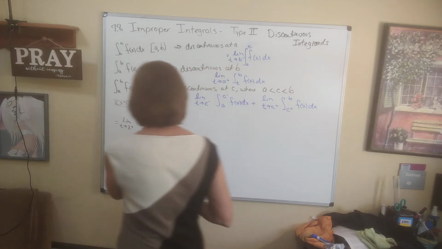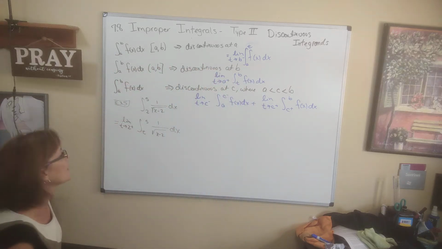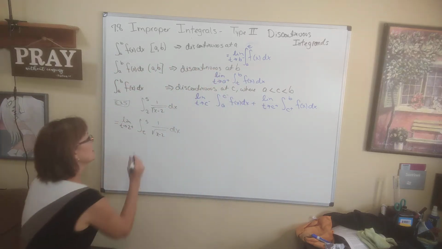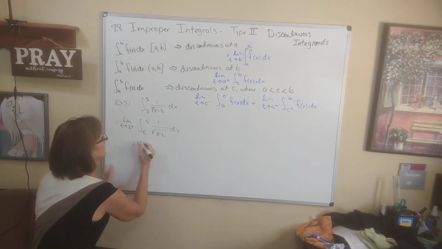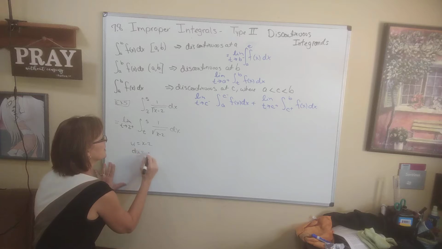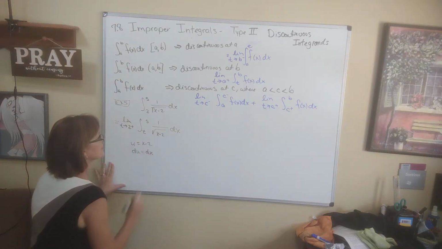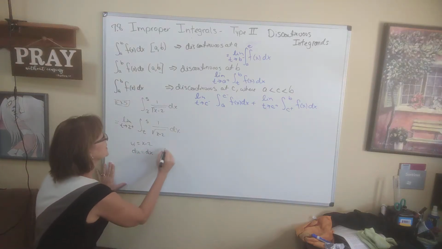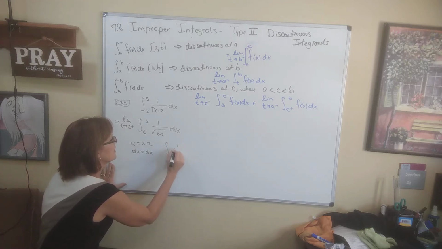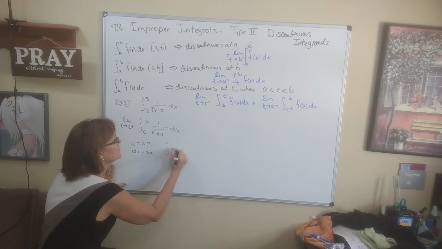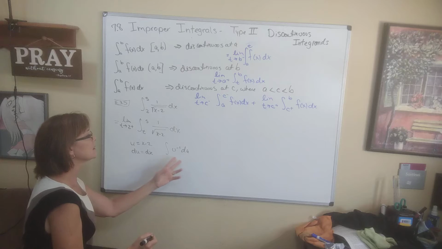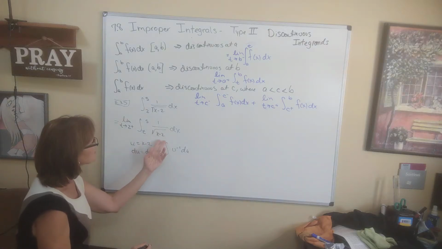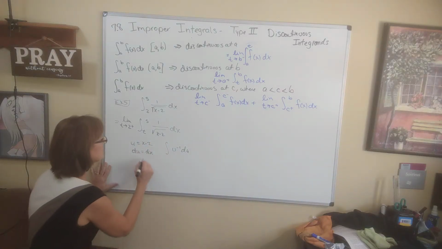And so what I'm going to do is use u substitution. If I let u be x minus 2, then du is going to be dx. Then that means I could think of this integral as 1 over u, or u to the negative 1 du, which is the natural log of u.